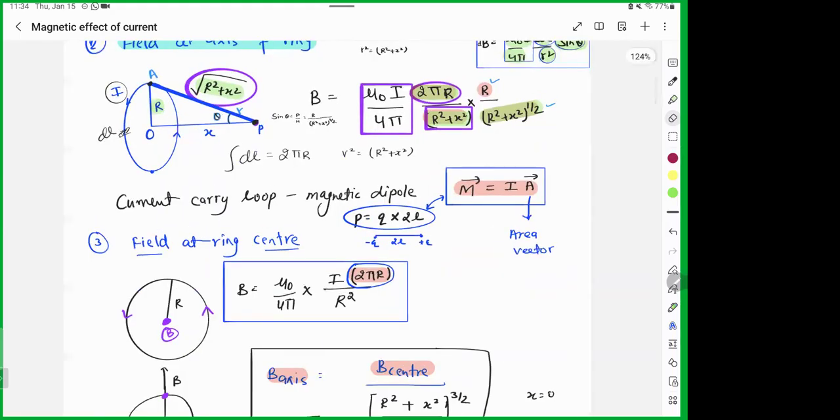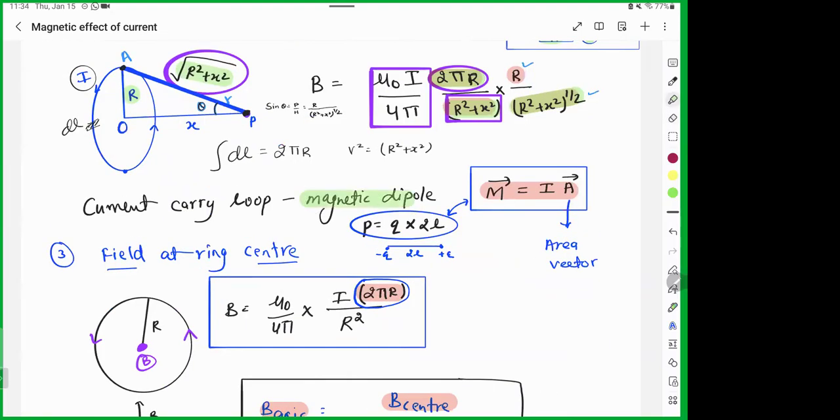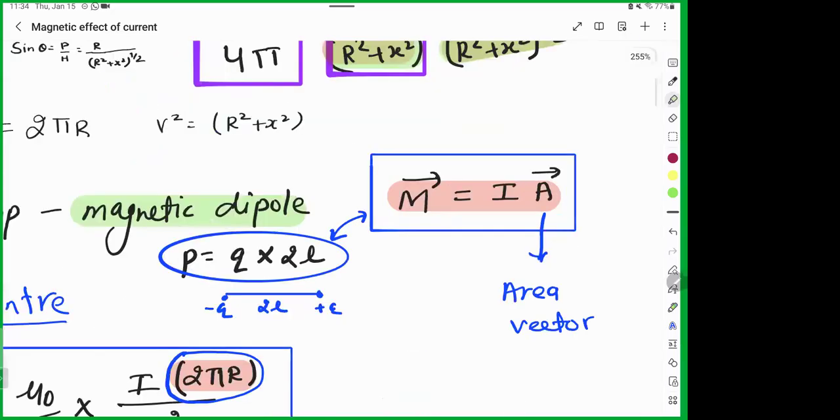Just like the dipole moment, here we have the magnetic moment. The electric dipole moment was charge into length. In the same way, instead of charge, we have current in magnetic field, and instead of length, we have area vector, not area. The area vector is perpendicular to the area.